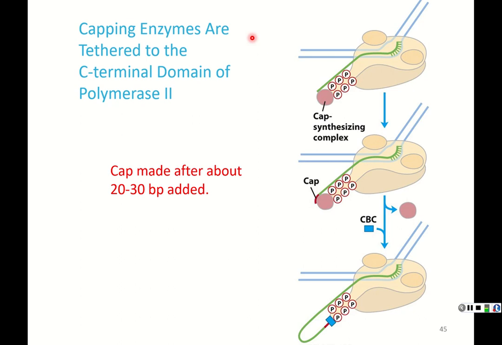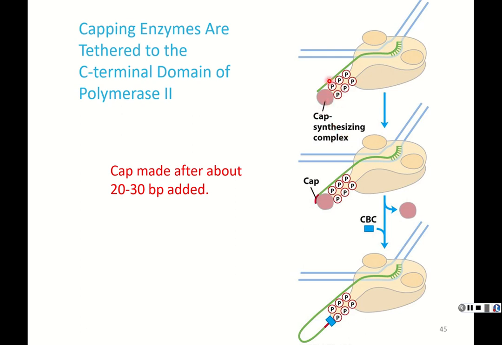The capping enzymes are actually tethered to the C-terminal domain of polymerase 2. We talked about how that C-terminal domain was very extended and long in polymerase 2. Well, this is the significance of that. It actually has binding places, one for being able to be phosphorylated, to be turned on to start transcription, and the other thing that it allows is a place for these capping enzymes to bind.